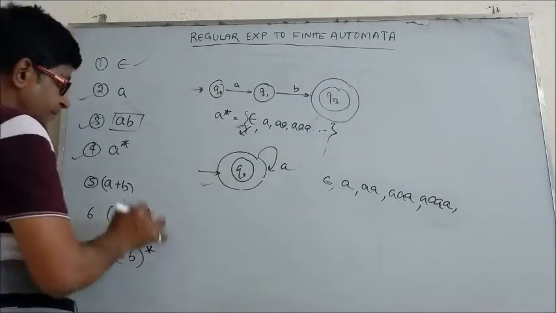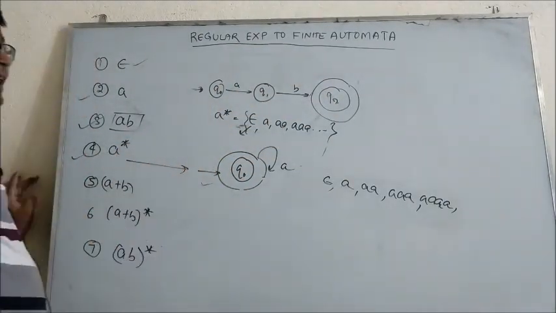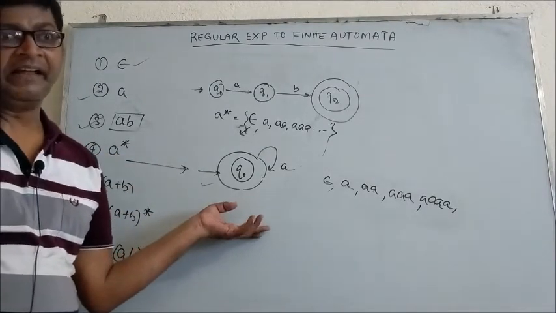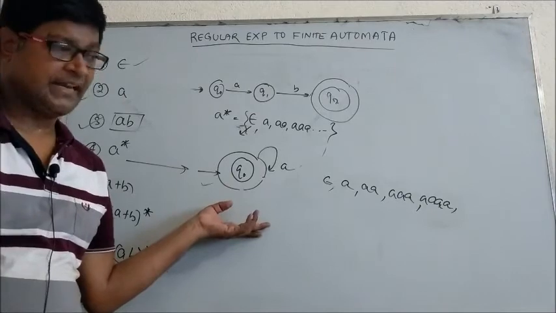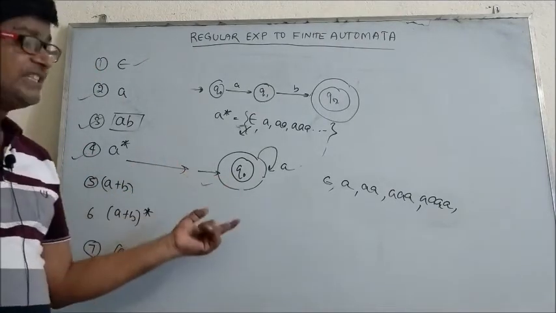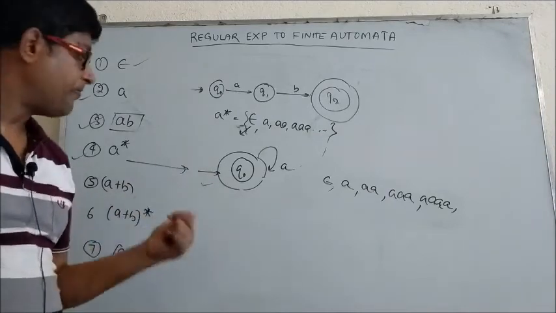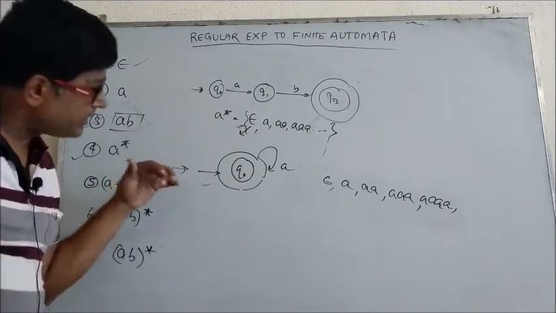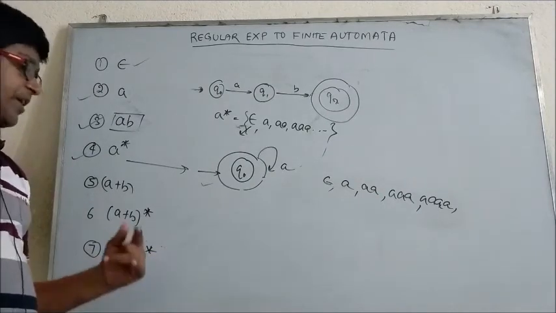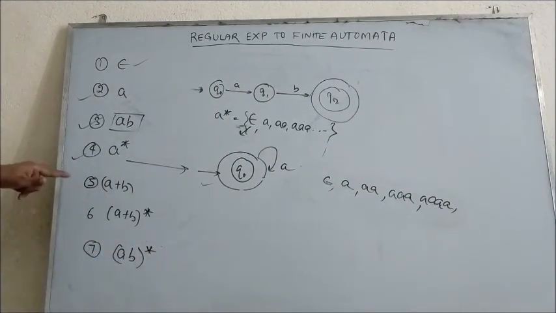That means for A star this finite automata will be quite solvable. This finite automata is suitable for this regular expression. We don't have to go for an infinite number of states, right? Next, talk about this A plus B.